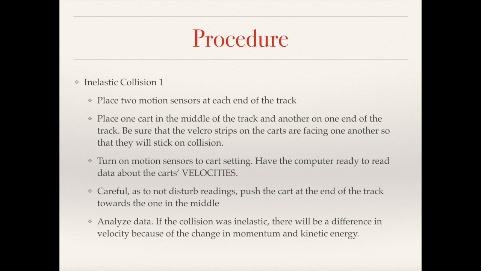Now, doing an inelastic collision, we will first be doing the perfectly inelastic. So you're going to have the same setup. You'll have two motion detectors at the end of the track, one on each side, and you will place one cart in the middle of the track and another one at the end of the track. Be sure that the Velcro strips on the carts are facing each other so that when they collide, they will stick. Turn on the motion detector to the cart setting and have your computer ready to read the data about the carts' velocity in a velocity versus time graph.